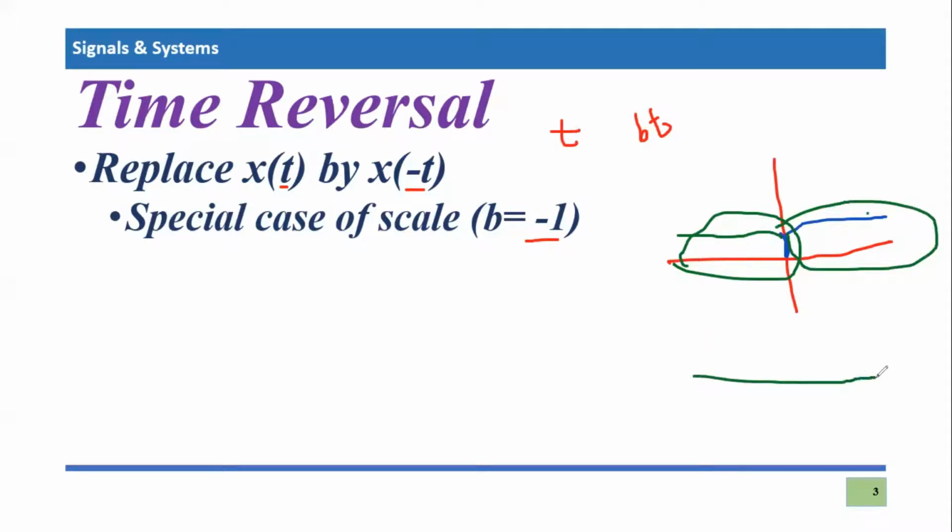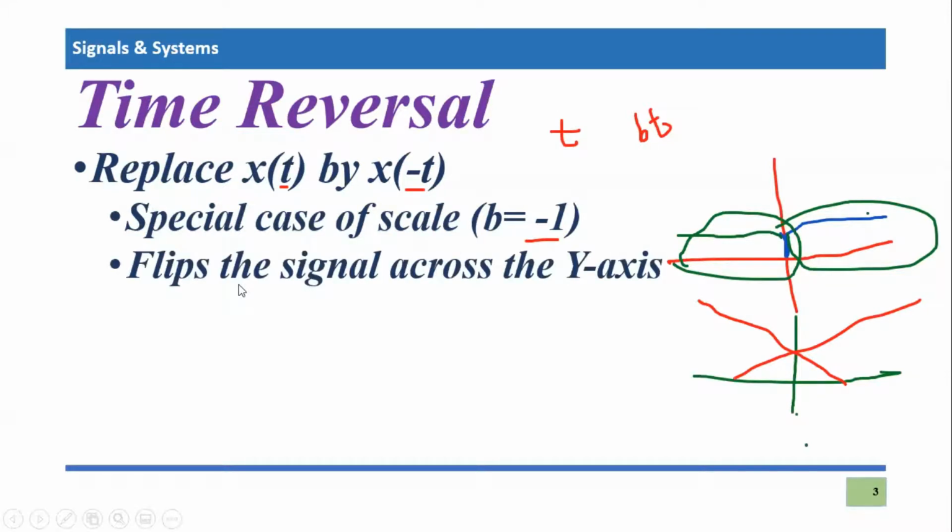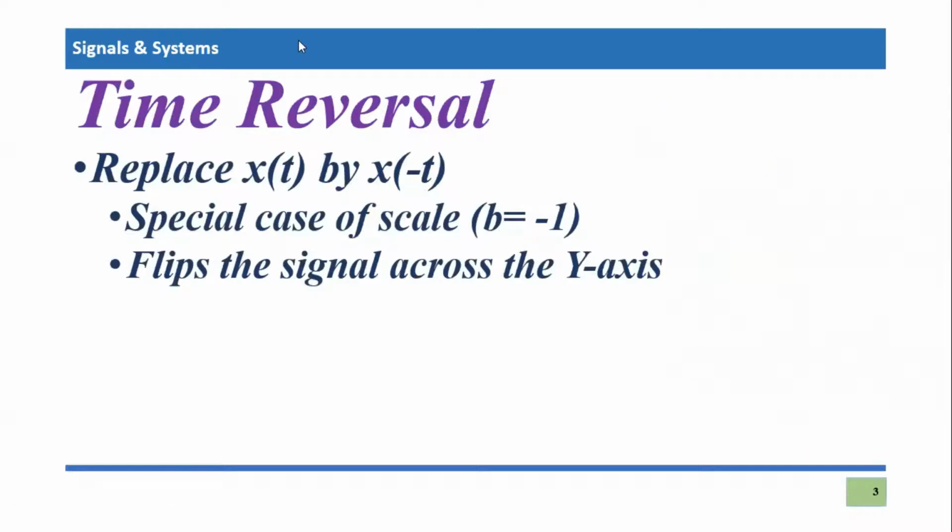Similarly, for example, your signal was like that. Yeah, this one. If I am going to time reverse this signal, what is going to happen? It will happen like that. So your signal will be flipped around the y-axis, and that is my next point: it flips the signal across the y-axis. And how it happens, we will do in both mathematical form as well as graphical form. So let's do it in mathematical form.